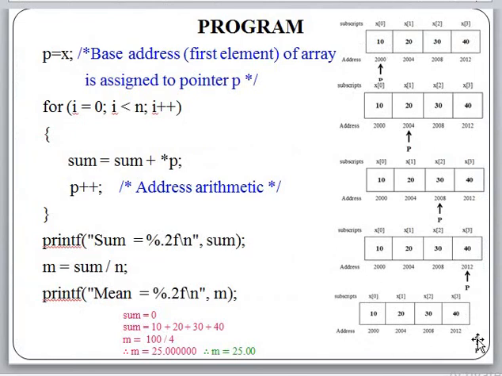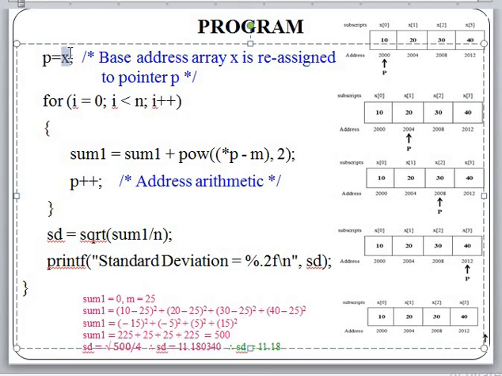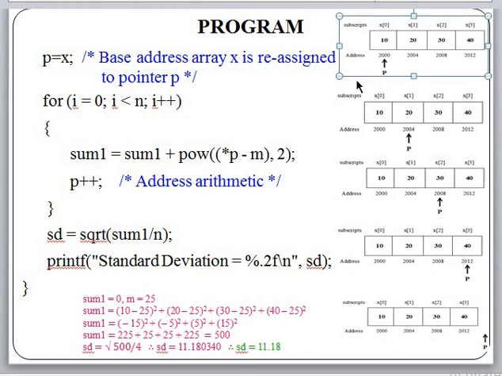We know from the previous explanation that in the case of mean, the pointer is pointing somewhere outside where there is no value. Now we have to make it point to the first element. That's why p equal to x. What is this? x is nothing but the base address, which is assigned to the pointer. So that means the pointer is now pointing to the first location of this array.